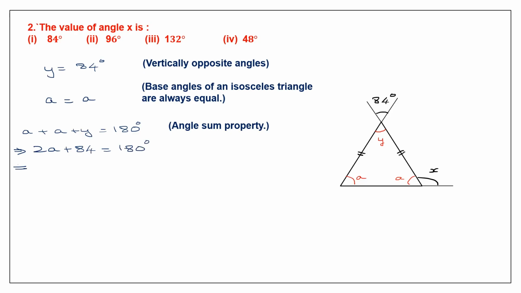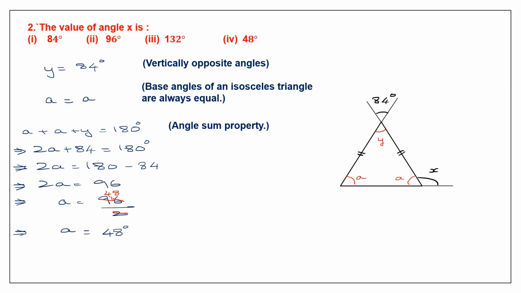2A plus 84 is equal to 180 degrees. So now let's find the value of only 2A. So 2A will be equal to 180 minus 84. And that is equal to 2A will be equal to 96. Now let's find the value of only A. A is equal to 96 divided by 2. So what is the value of A? Now let's do this here. 2 ones are 2, 2 fours are 8, and then we have 1 here, 2 eights are 16. So A is equal to 48 degrees.